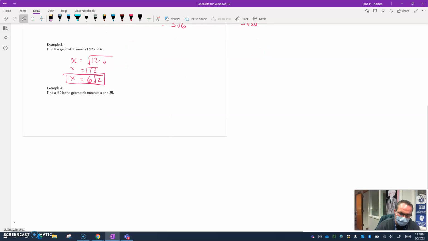Now the next one says find A if 9 is the geometric mean of A and 35. So 9 equals the square root of A times 35. I square both sides: 81 equals 35A. I divide both sides by 35. Now when I look at this, I don't see anything immediately that divides out. You've got 5 and 7 go into 35, and 81 is just 3's. So in this, we're really stuck. Our A value is 81 35ths. There just happens to not be a really clean answer for this one.